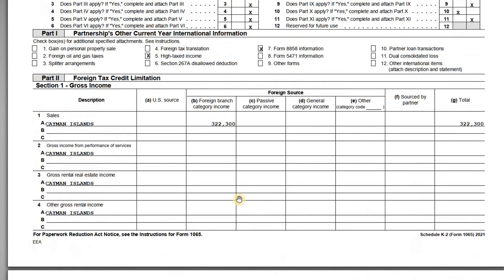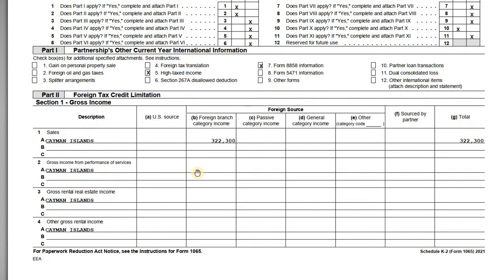So if we go up to the top here, Part 2, Section 1, we can see here we've got U.S. source, column A, and then the foreign source items, and then source by partner. Source by partner are things that cannot be sourced by the partnership. It depends on who and where the partner is located. For example, sales of personal property, right? If we are selling stock or bonds, those are sourced by partner, so those net gains or losses would be entered in column F.